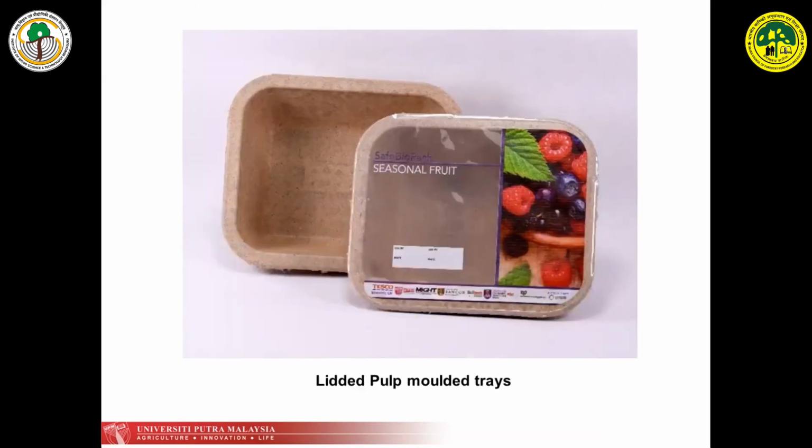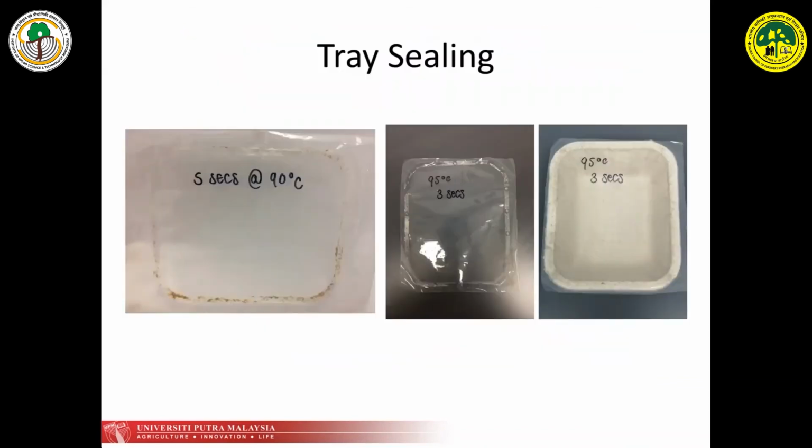So this is another one, we developed the leaded pulp molding tray. The beauty of this tray is that it is 100% degradable, and the film we are using is also a cellulosic film, and the adhesive used there is also a bioadhesive. So it's 100% biodegradable. You can use it for high expensive materials or packaged foods. So this is a tray sealing. This is the cellulosic film we use for this tray.